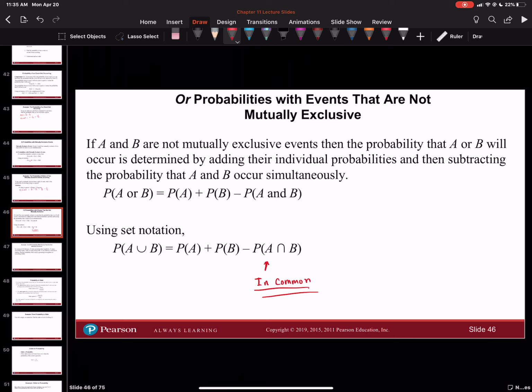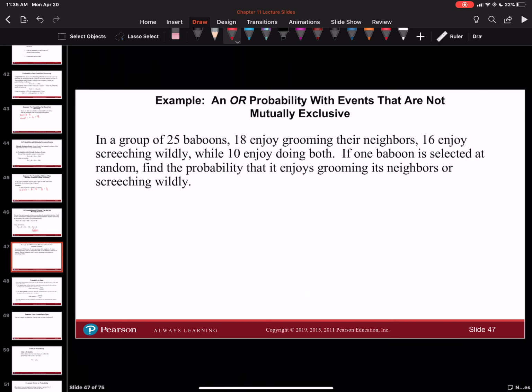All right? So that's what they have in common. So let's actually look at a problem with this. In a group of 25 baboons, 18 enjoy grooming their neighbors, 16 enjoy screeching wildly, while 10 enjoy doing both. It says if one baboon is selected at random, find the probability that it enjoys grooming his neighbor or screeching wildly.